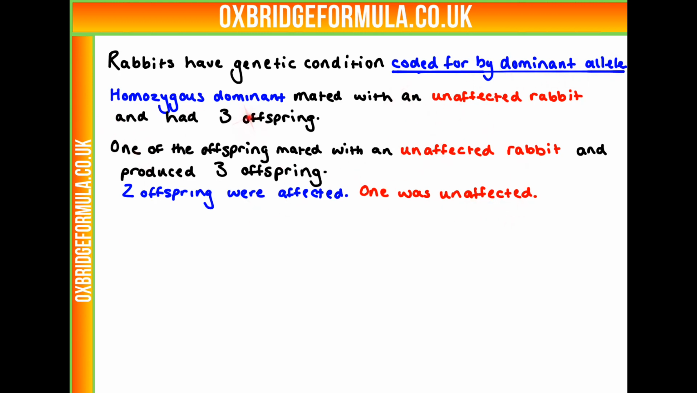We've got a homozygous dominant, which is mated with an unaffected rabbit, having 3 offspring, one of which is then mated with an unaffected rabbit and produces 3 more offspring. 2 offspring are affected and 1 was unaffected.